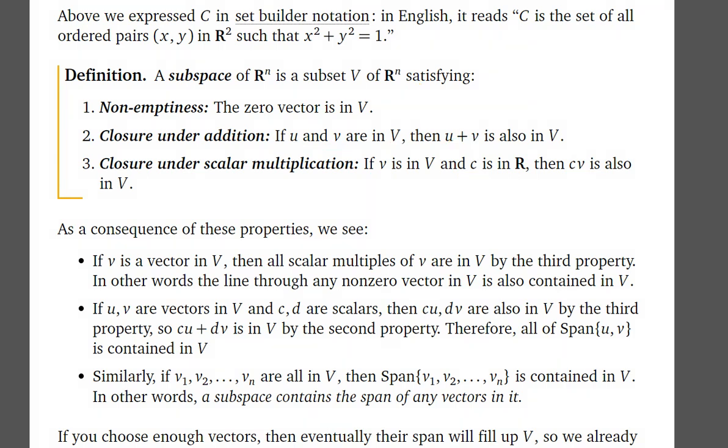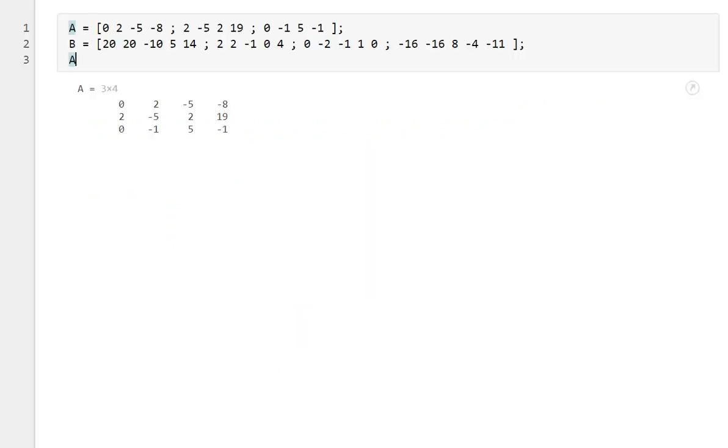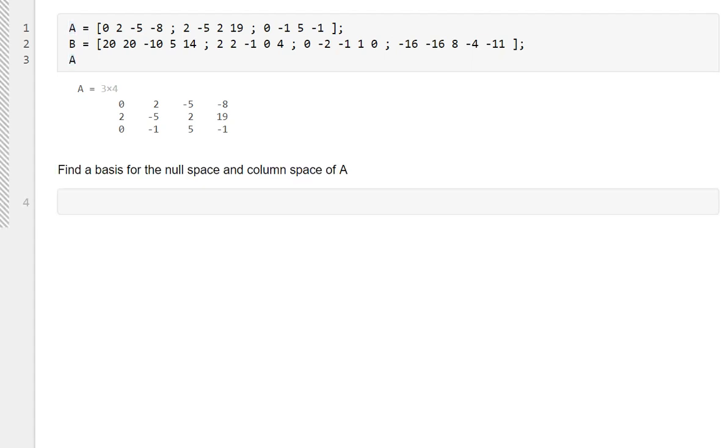Now, we've actually just been referring to these subspaces as the span of a set of vectors. So if we have a basis, then whatever those vectors in the basis span, that's the subspace. So what we need to do in MATLAB is find a basis for the null space and a basis for the subspace, the column space, sorry.